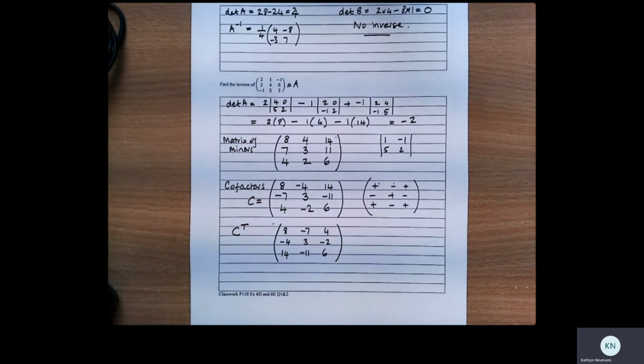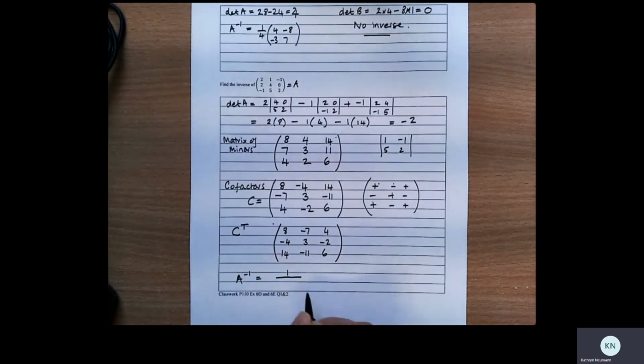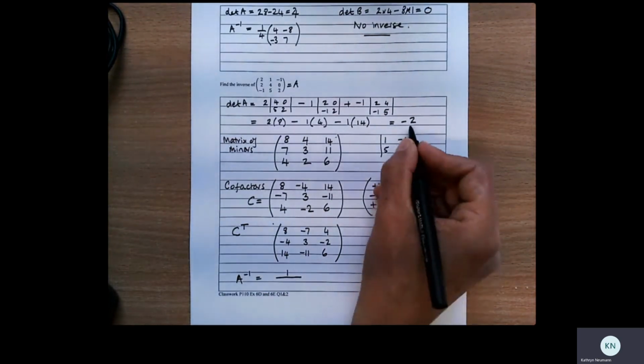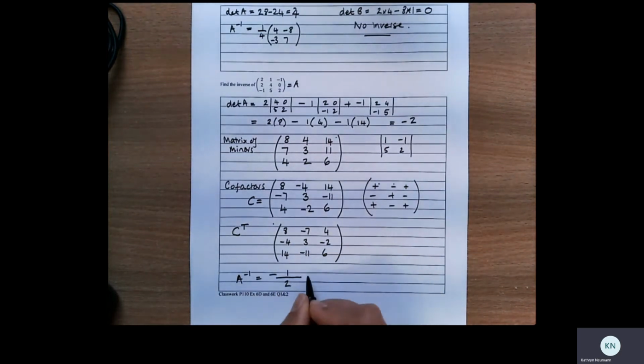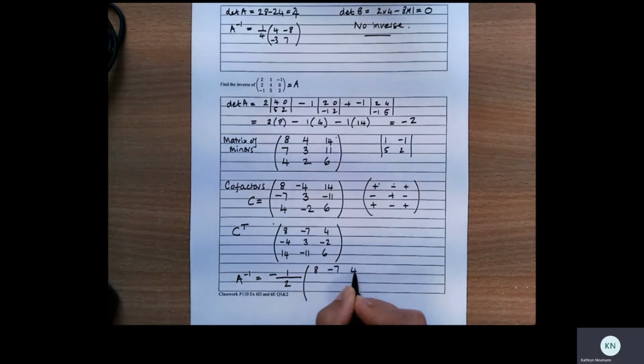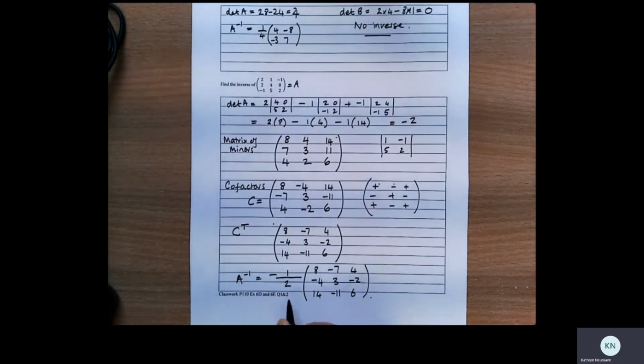And I'm almost there. The very last step is to divide by the determinant. So A inverse is going to be 1 over, now the determinant was minus 2. So I'm going to put minus 2 like that. So I want minus a half multiplied by this matrix here. So that's 8, minus 7, 4, minus 4, 3, minus 2, 14, minus 11, 6. And that is the inverse.